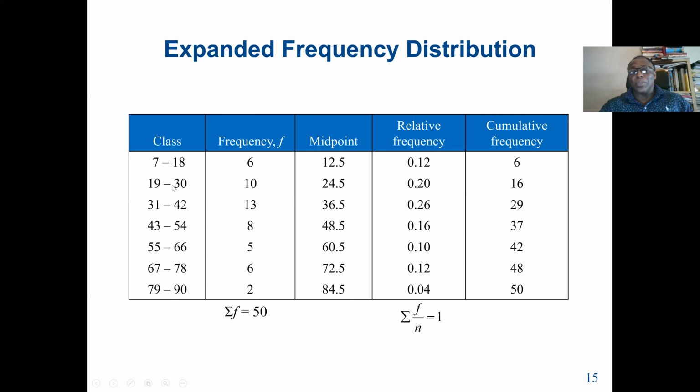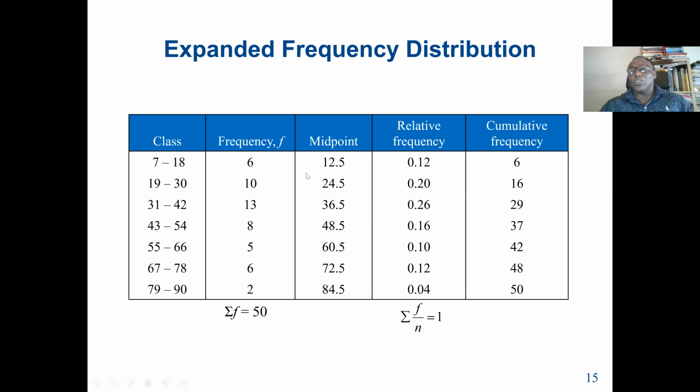So for example, the class between 19 to 30, my frequency there is 10. I divide 10 by 50, the total frequency, 0.2. Divide 13 by 50, you get 0.26. Divide 2 by 50, you get 0.04. When you add all these values, you should get 1.